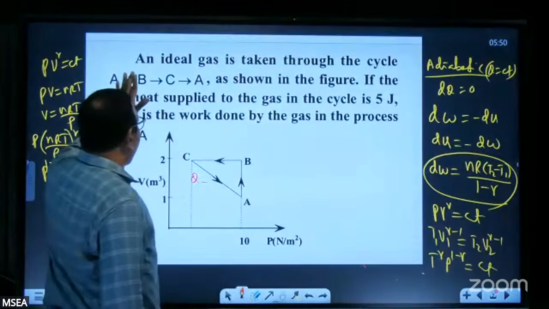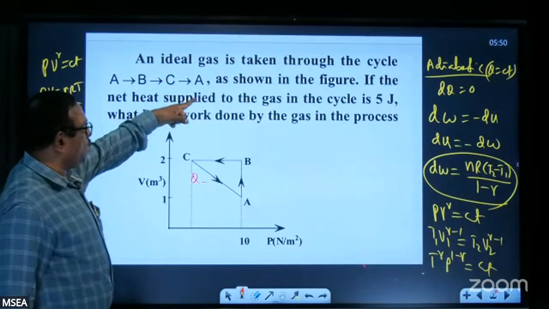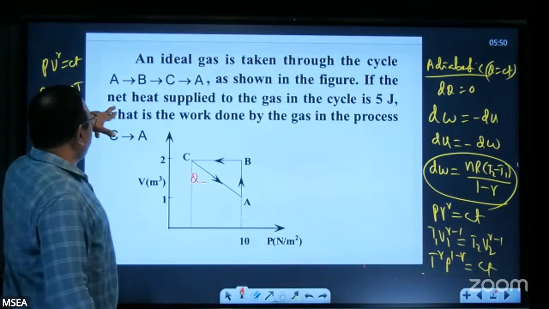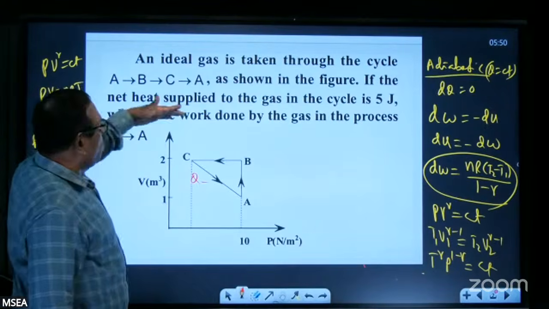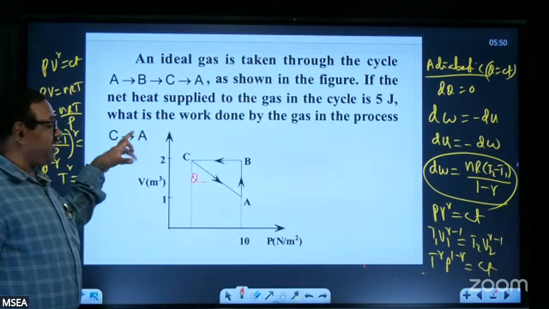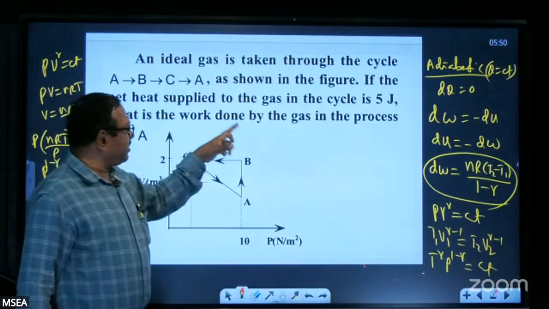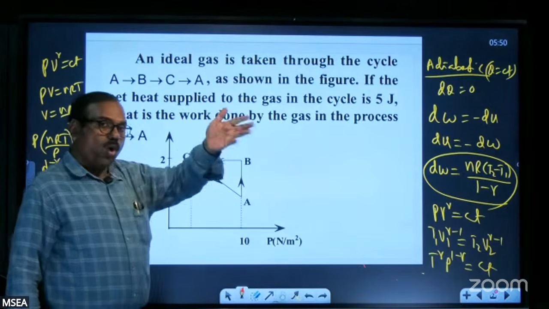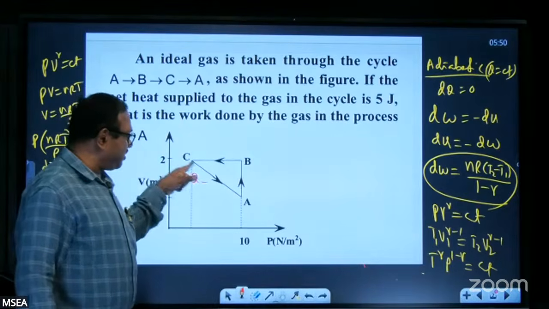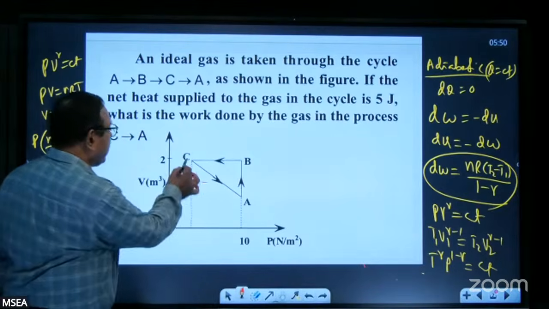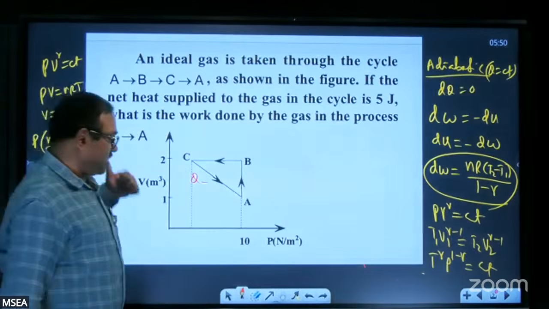Let us take an ideal gas taken through the cycle A to B, B to C, C to A, as shown in the figure. If the net heat supplied to the gas in the cycle is 5 joules, what is the work done by the gas in the process C to A? You should remember one very important thing. What is asked? Work done by the gas in the whole process, A to B, B to C, C to A, is not asked. Only C to A is asked. You have to remember that, otherwise you make a mistake.